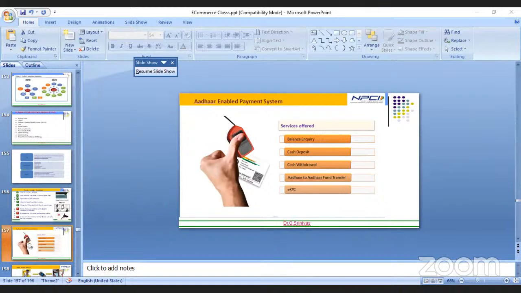Now we have one more, BHIM, Bharat Interface for Money. It is an app, and it is available in different forms. BHIM is available through the app, through QR code, and through USSD. So what is the BHIM app? Bharat Interface for Money is developed by the Government of India. It is for simple, easy and quick payment transactions using UPI.